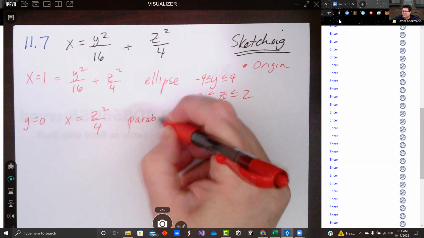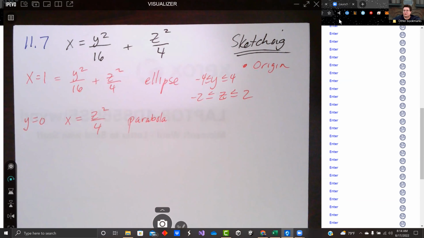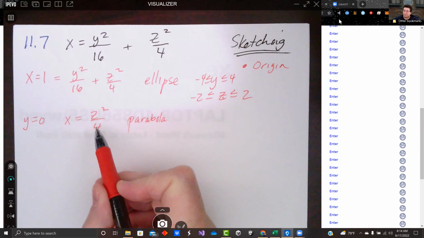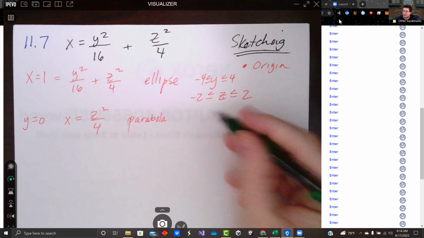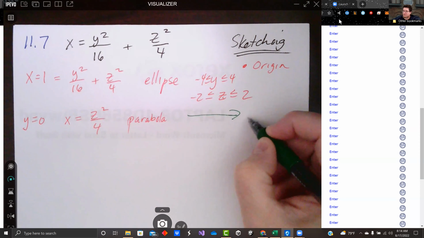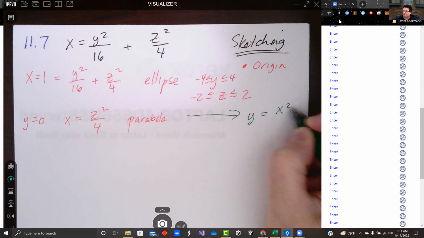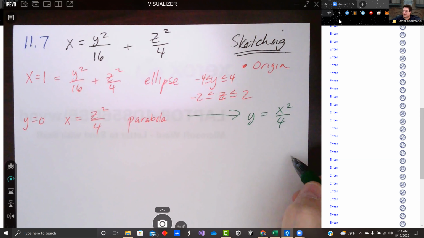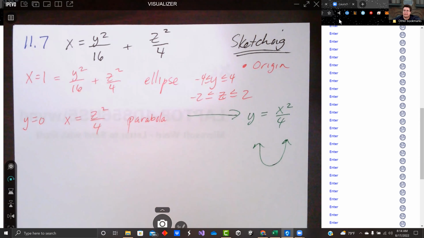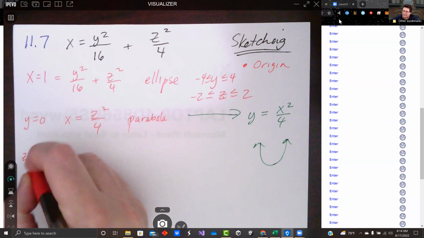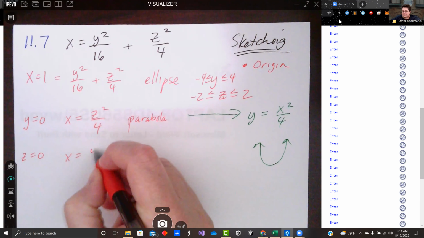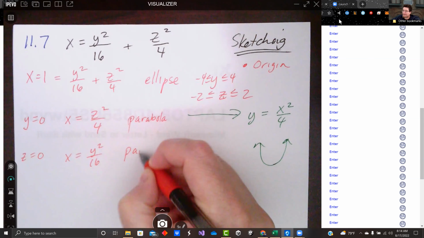I realize this isn't necessarily the easiest thing you're used to dealing with. When you see something funny, like when you're working with z and you're not comfortable doing it, one helpful thing you might do is go, well, what if I said this was y equals x squared over 4? Well, then that's a parabola. So this is going to be a parabola just in xz rather than in y. So that's one way of looking at it. And it's clear if we do the same thing with z equals 0, we get x equals y squared over 16. We get another parabola here.